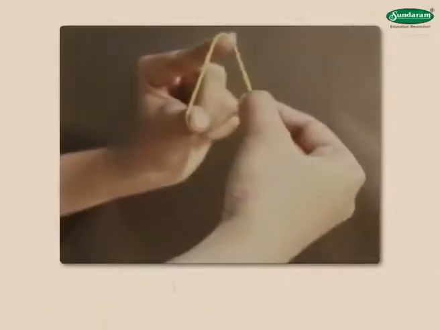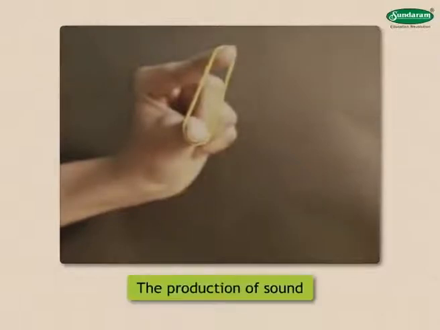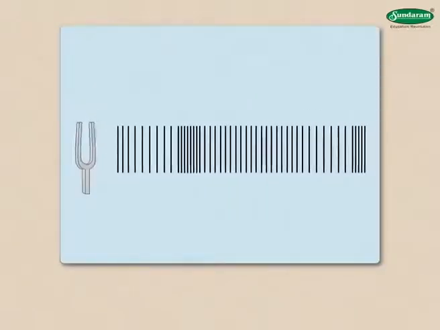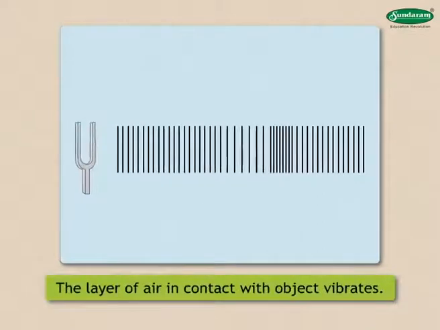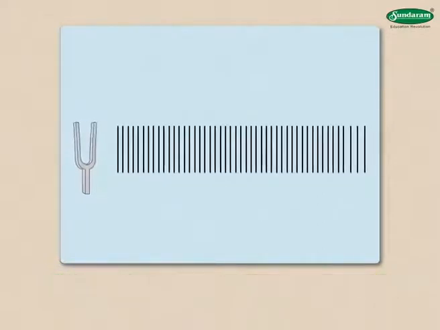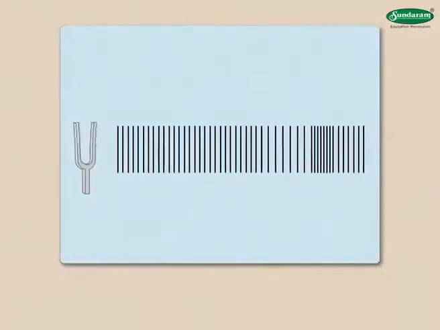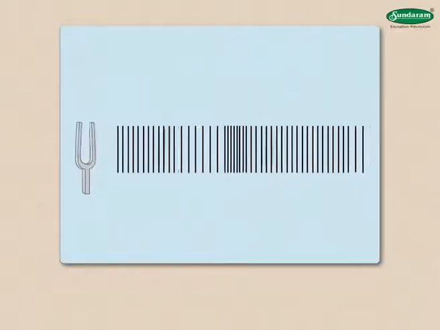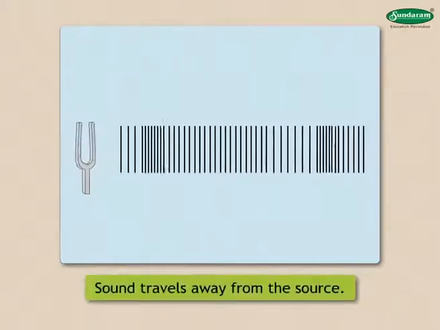We have seen that vibration of the source is necessary for the production of sound. What is required for the propagation of sound? When an object begins to vibrate, the layer of air in contact with it also begins to vibrate with the same frequency as that of the object. As a result, the layer of air next to that layer also begins to vibrate. Thus, sound travels away from the source.